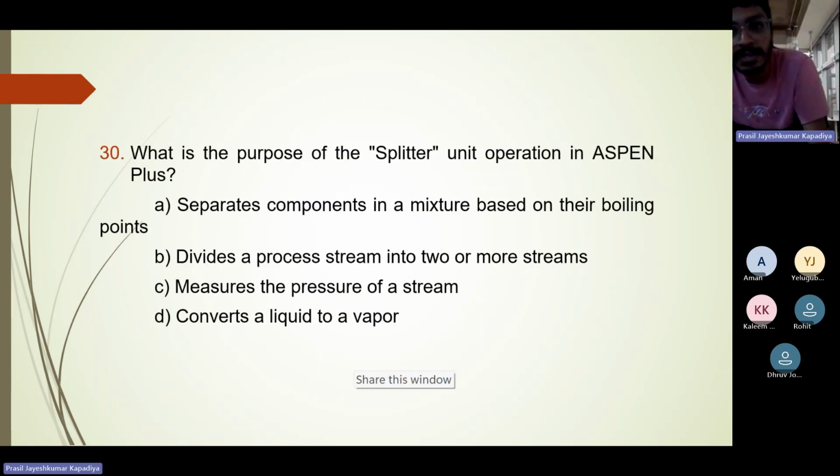What is the purpose of splitter in Aspen Plus? To separate components in a mixture based on their boiling points, divide the process stream into two or more streams, measure the pressure of a stream, or convert a liquid to vapor. Option B, divides the process stream into two or more streams. Yes, name itself says splitter, so it splits, right?